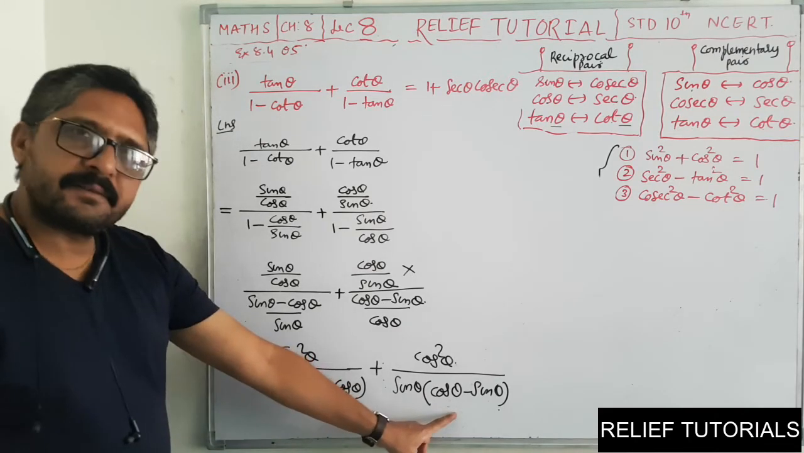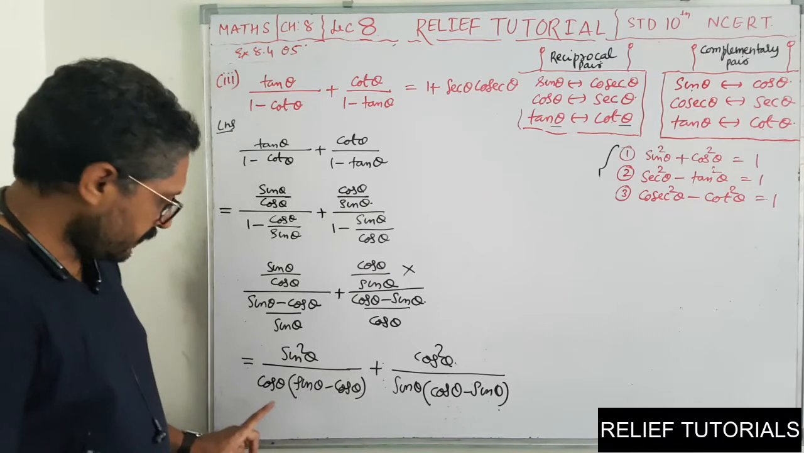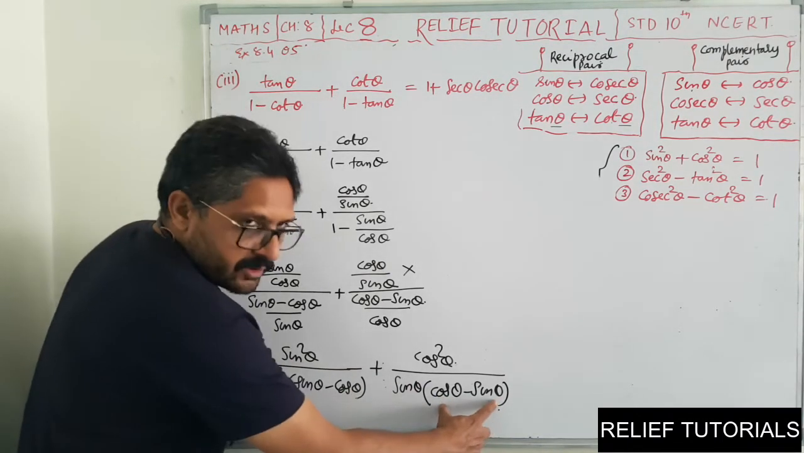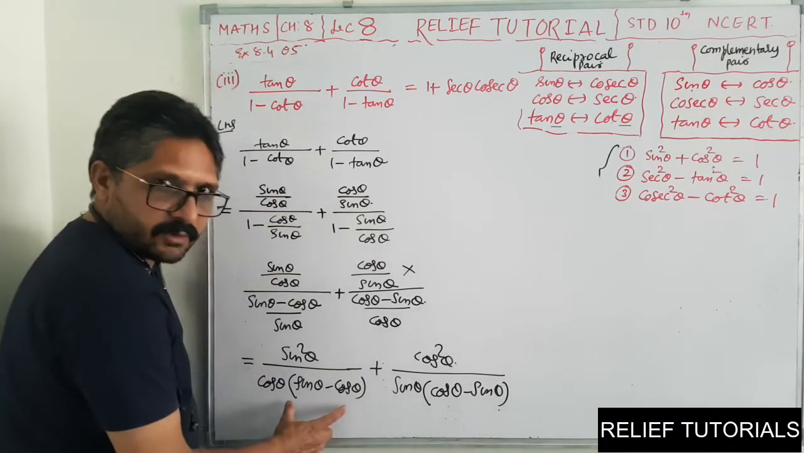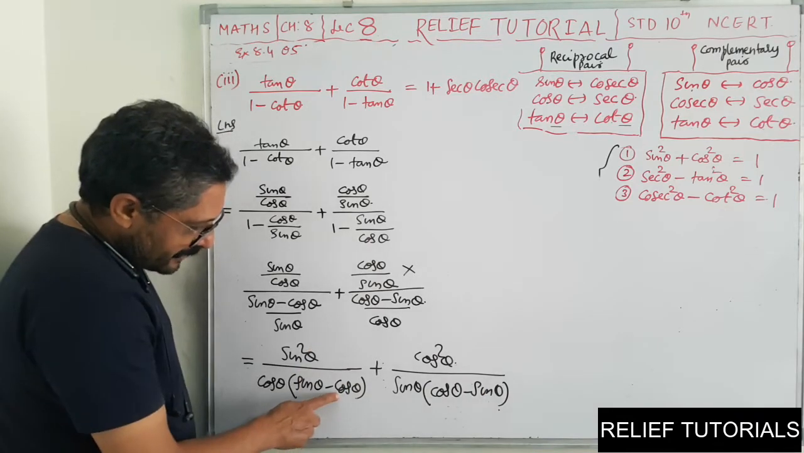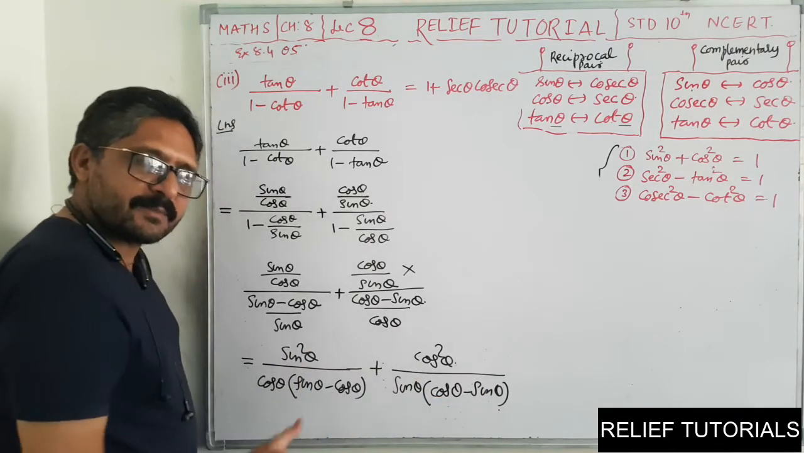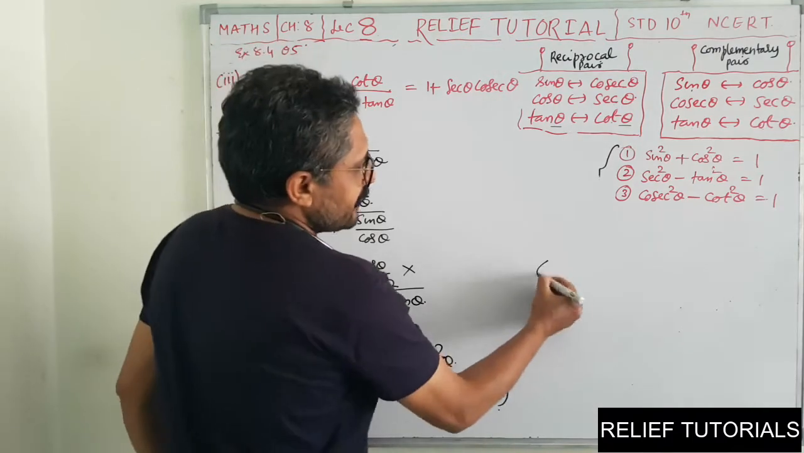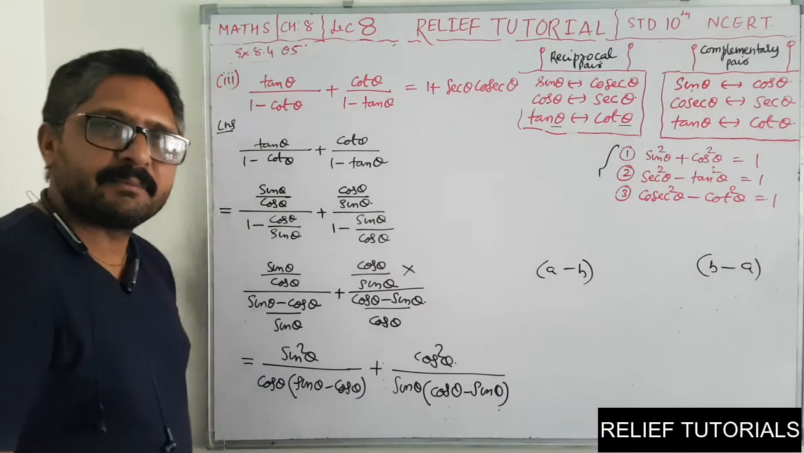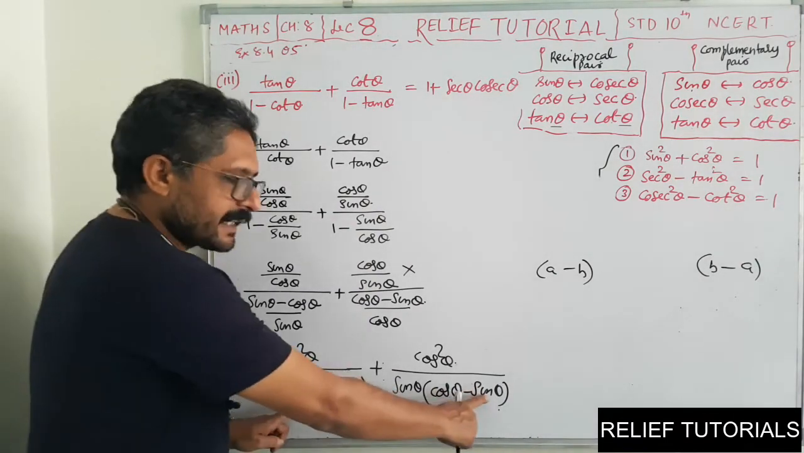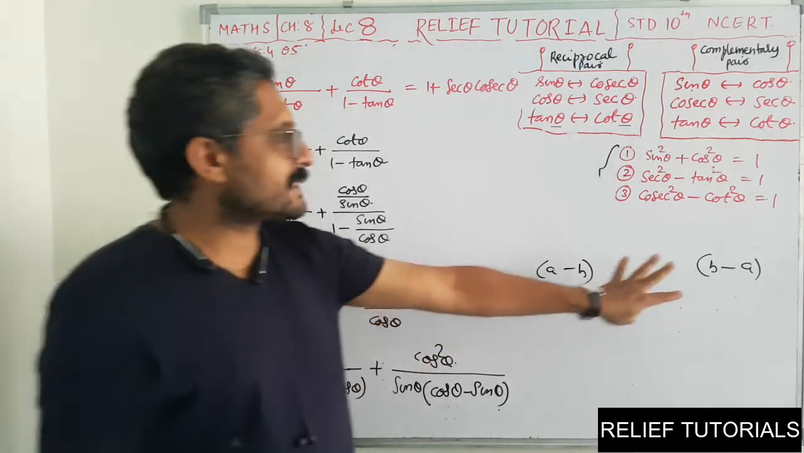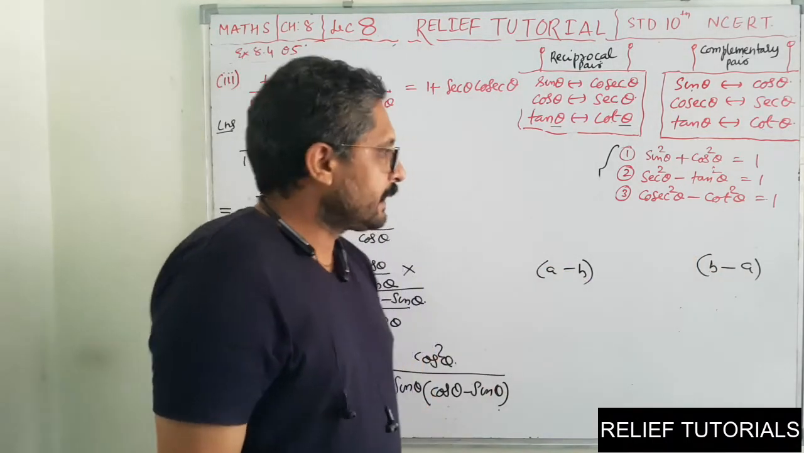Either you can take LCM here, but look at the terms. See here, cos theta, sin theta. See here, sin theta, cos theta. Both are the same, sin theta, cos theta. But you see here sin is positive, here sin is negative. Here cos is negative, here cos is positive. Terms are the same. It is like this way. One is A minus B, another is B minus A. Terms are the same, A and B, but signs are different. Sin positive, sin negative. Cos negative, cos positive. So just the terms are the same, but the sign is different. Now how can we deal with this?